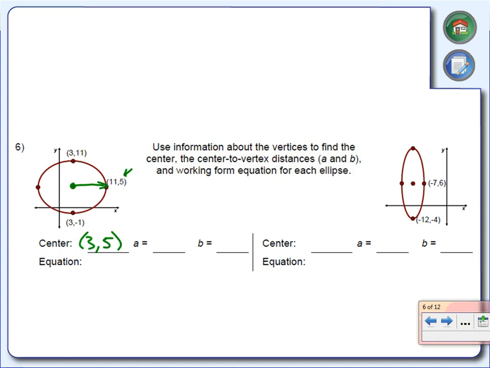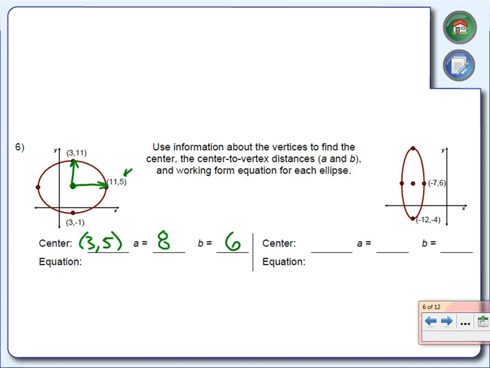So now that I know the center is at 3, 5, would it be possible for me to find this horizontal distance? Remember, horizontal, we're looking at the x's. Right now the x is at 3, and we're going all the way to 11. So what is the distance from 3 to 11? 3 to 11 is 8. And that's the distance, horizontal. What about the vertical distance? Right up here. Now we're looking at the y values. We know we're starting at the center here, which is 5, and we're going all the way up to 11. So that distance would be what? 6.